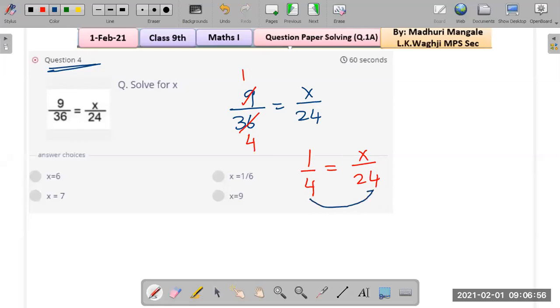4 times what is 24? 4 times 6 is 24. Very good. We repeat the same pattern on top. 1 times 6 will give you the answer. I guess you all have got the answers. So move to the quiz link, go back to the quiz screen, and you should be able to see the question there.